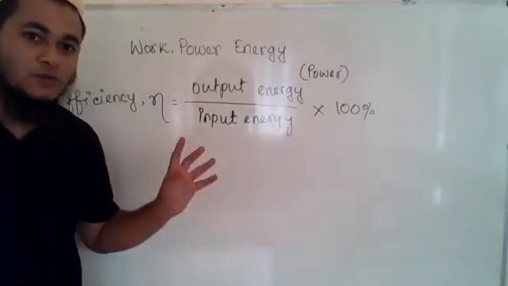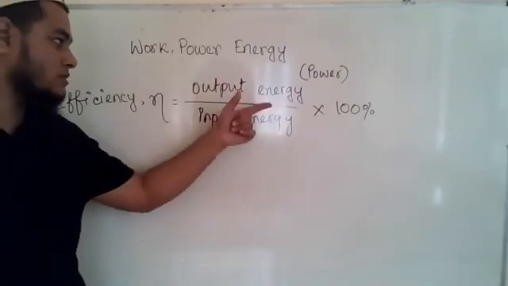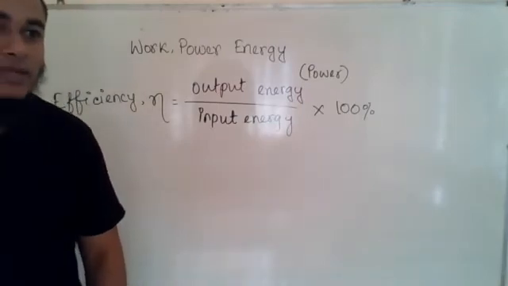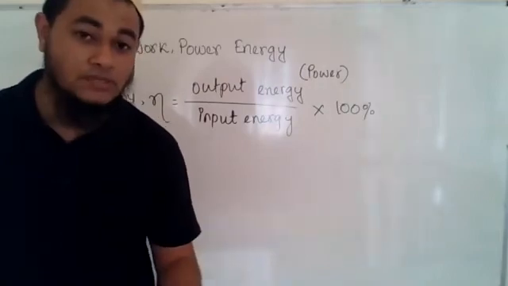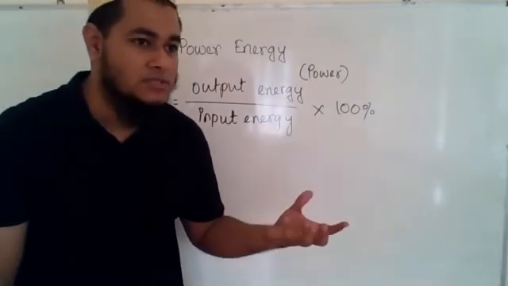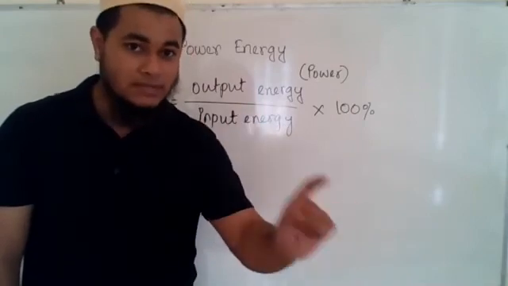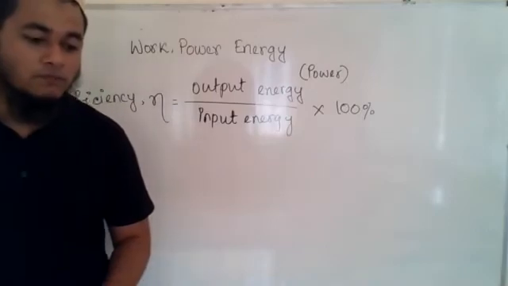Okay, so this topic I was requested to discuss, that is efficiency: output energy divided by input energy. Whenever the question says that a motor of 1 kilowatt is being used, that means that if you want to run the machine, the power that you need to supply is 1 kilowatt. We know that kilowatt is the unit of power.